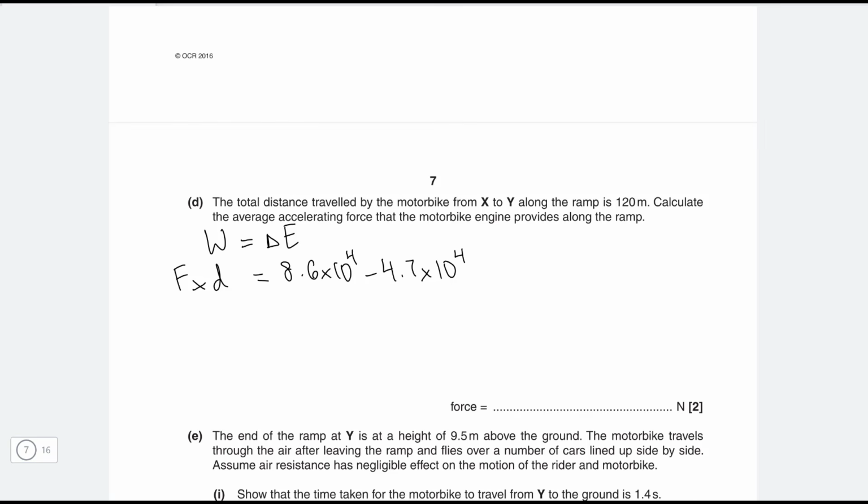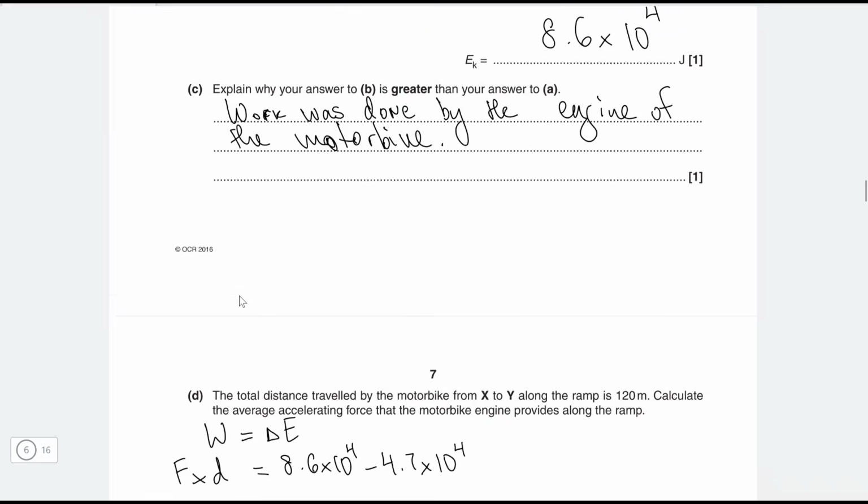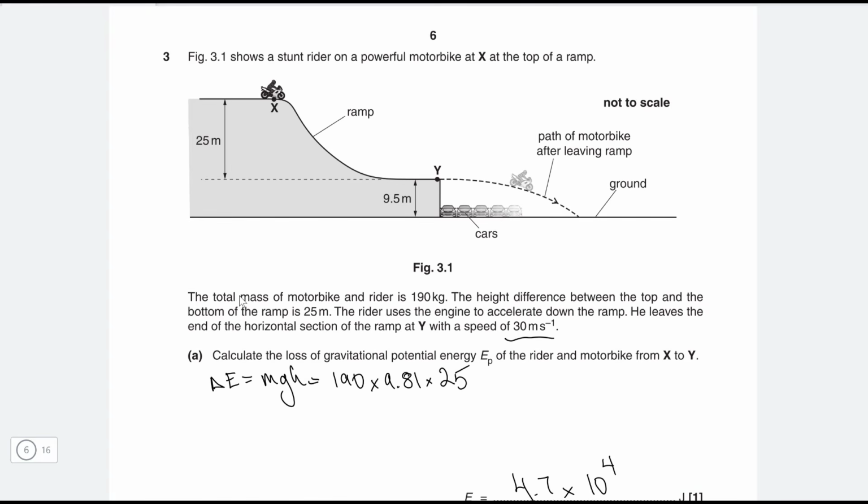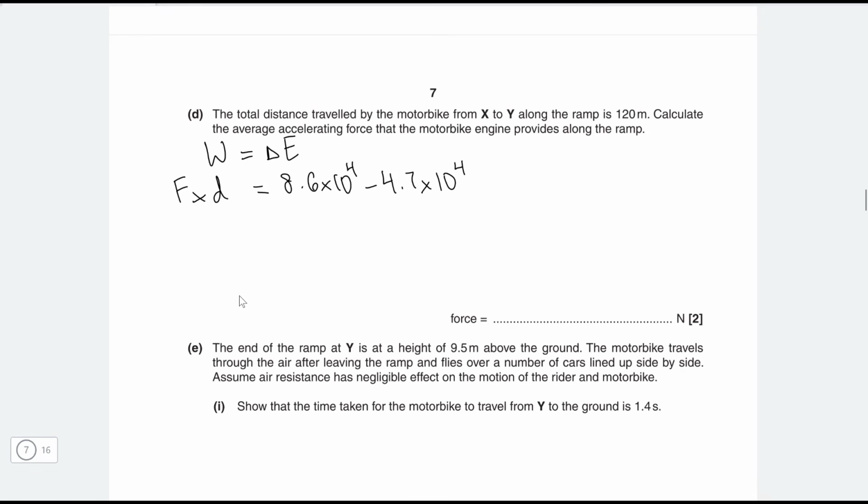A question I often get asked is what happened to the force times distance times the cosine of the angle between them. Well, the angle will always be 0 because the bike is always accelerating along the direction of travel. If it was at a different angle, I'd have to do something different, but for these questions, 90% of the time, or even 99% of the time, we can just assume that the force is going along the direction of motion. So we can just use force times distance.